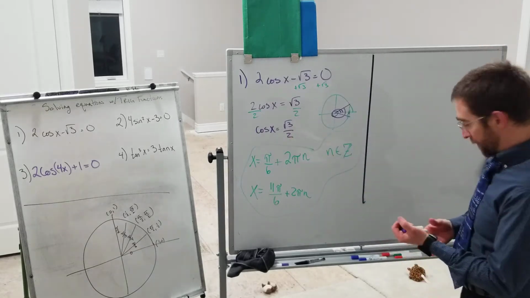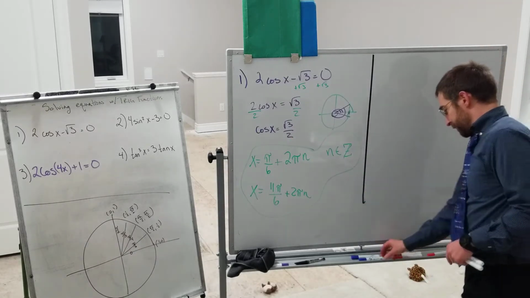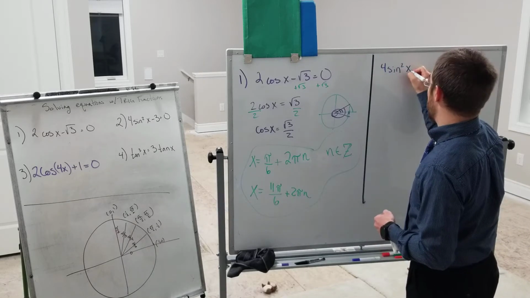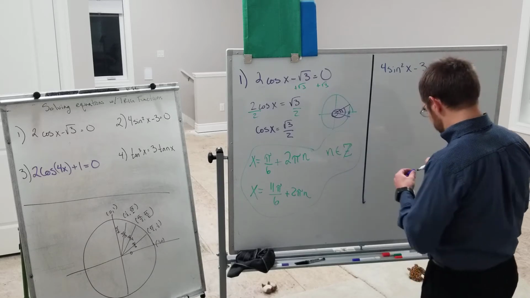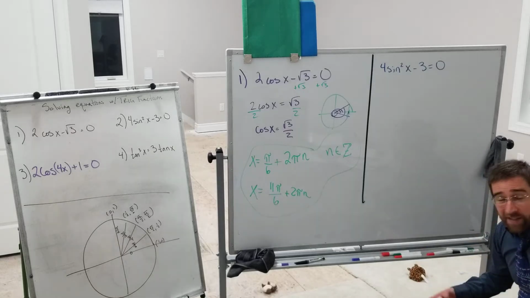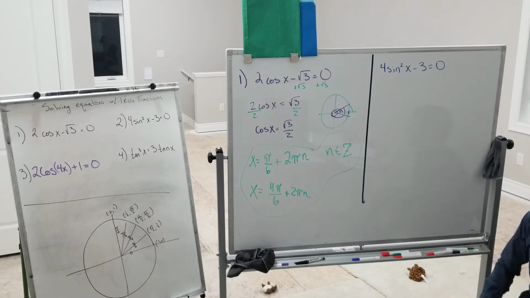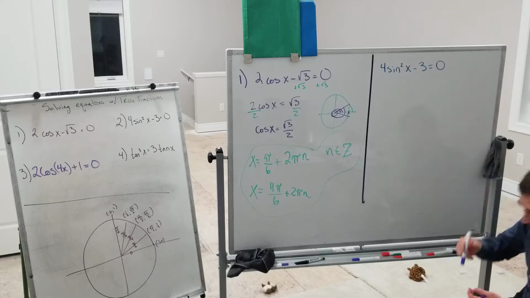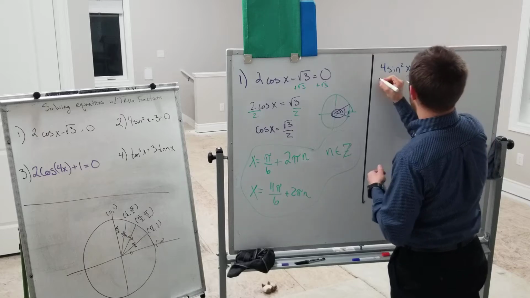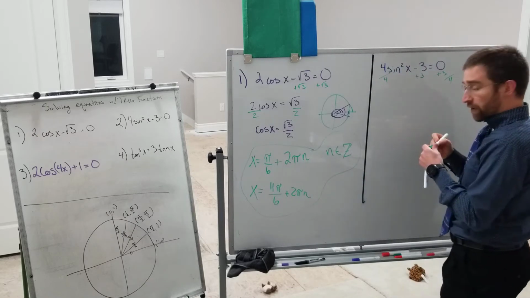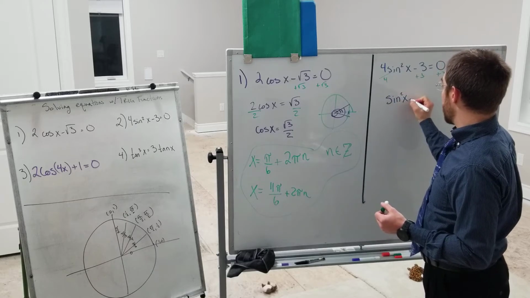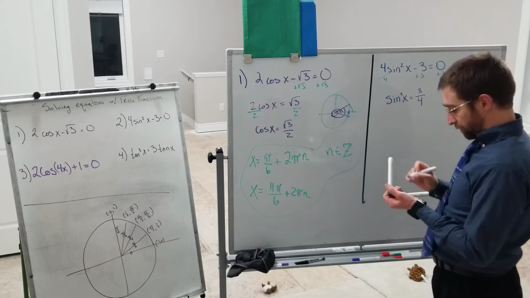All right, let's go to the second problem here. The second problem is 4 sine squared x minus 3 equals 0. Once again, we've got sine squared x instead of cosine x, but we want to isolate that trig function. So I'm going to add 3 on each side, and then divide by 4. Just undo what's happening to the sine squared, and I get sine squared x equals 3/4.